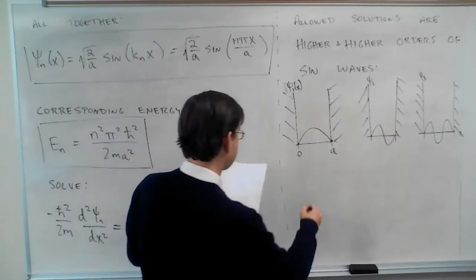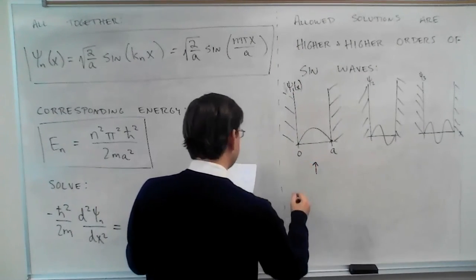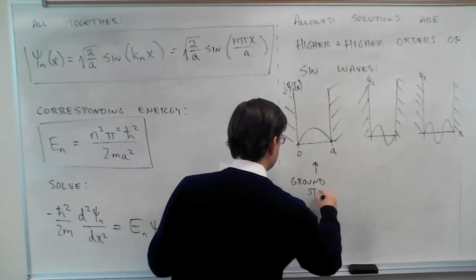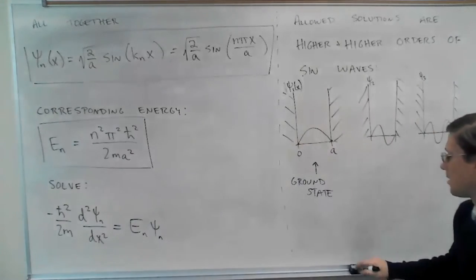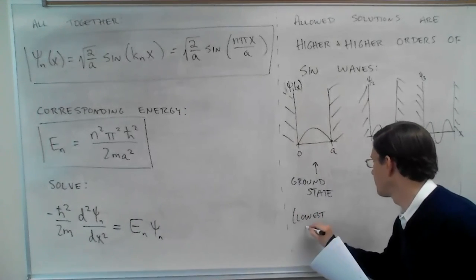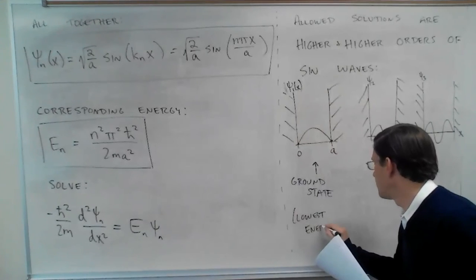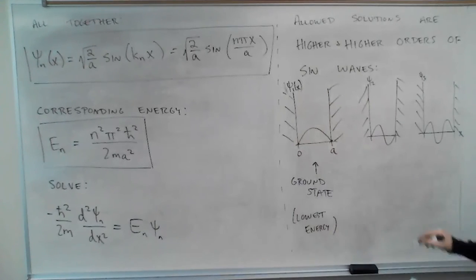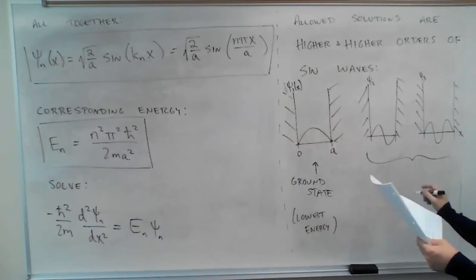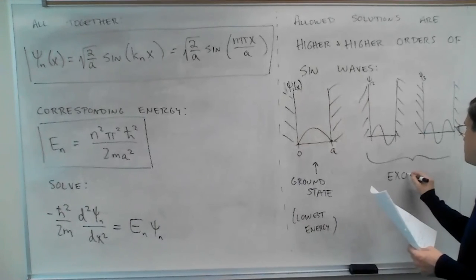So normally, people will call this one the ground state, which is another way of saying that this is the state with the lowest energy. And for all other n not equal to 1 states, these are all called the excited states.